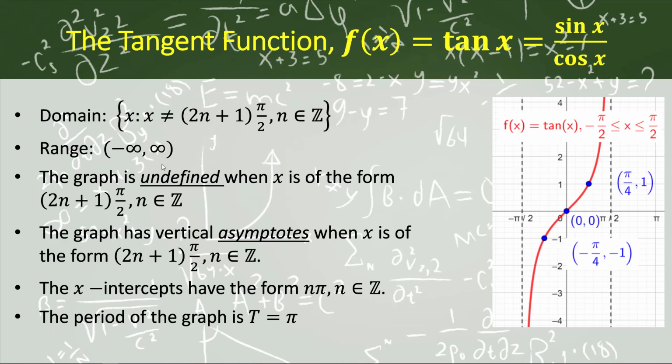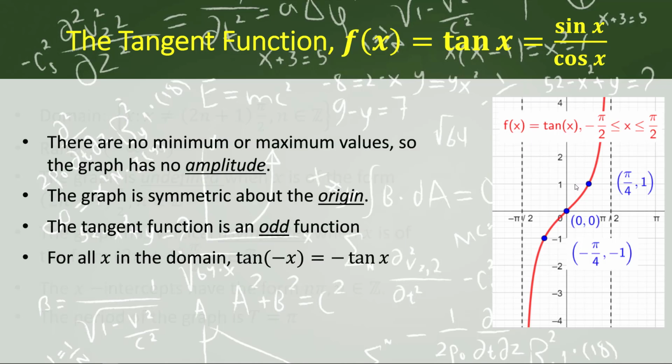And once again, the graph is undefined for odd multiples of pi over 2. As a consequence, we have vertical asymptotes at odd multiples of pi over 2. Notice that we have x-intercepts at all multiples of pi. And also what you can see is that this is an odd function. Also notice that the tangent curve has no maximum and no minimum. As a consequence, it has no amplitude. Also notice that it is symmetric about the origin. Therefore, it is an odd function and follows this relationship.